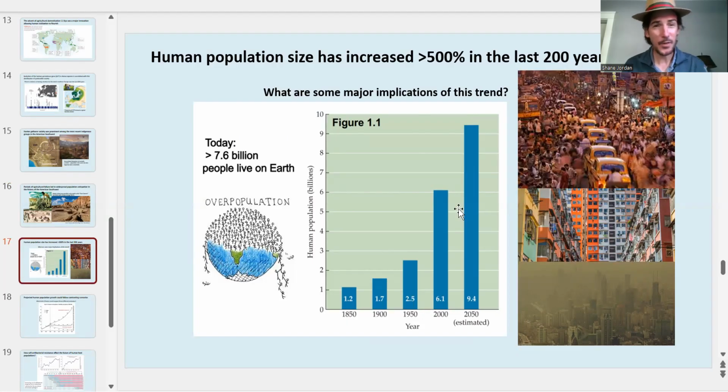And we might start asking questions about, well, what are some major implications of this trend? Well, the situation isn't the prettiest always. If we look at some of these examples of really, really crowded urban environments, really, really polluted urban environments, we could start talking about, well, ecologically, humans are a species, and humans are not really any different in terms of how natural selection can operate on us compared to other species, as we've already seen some examples of.